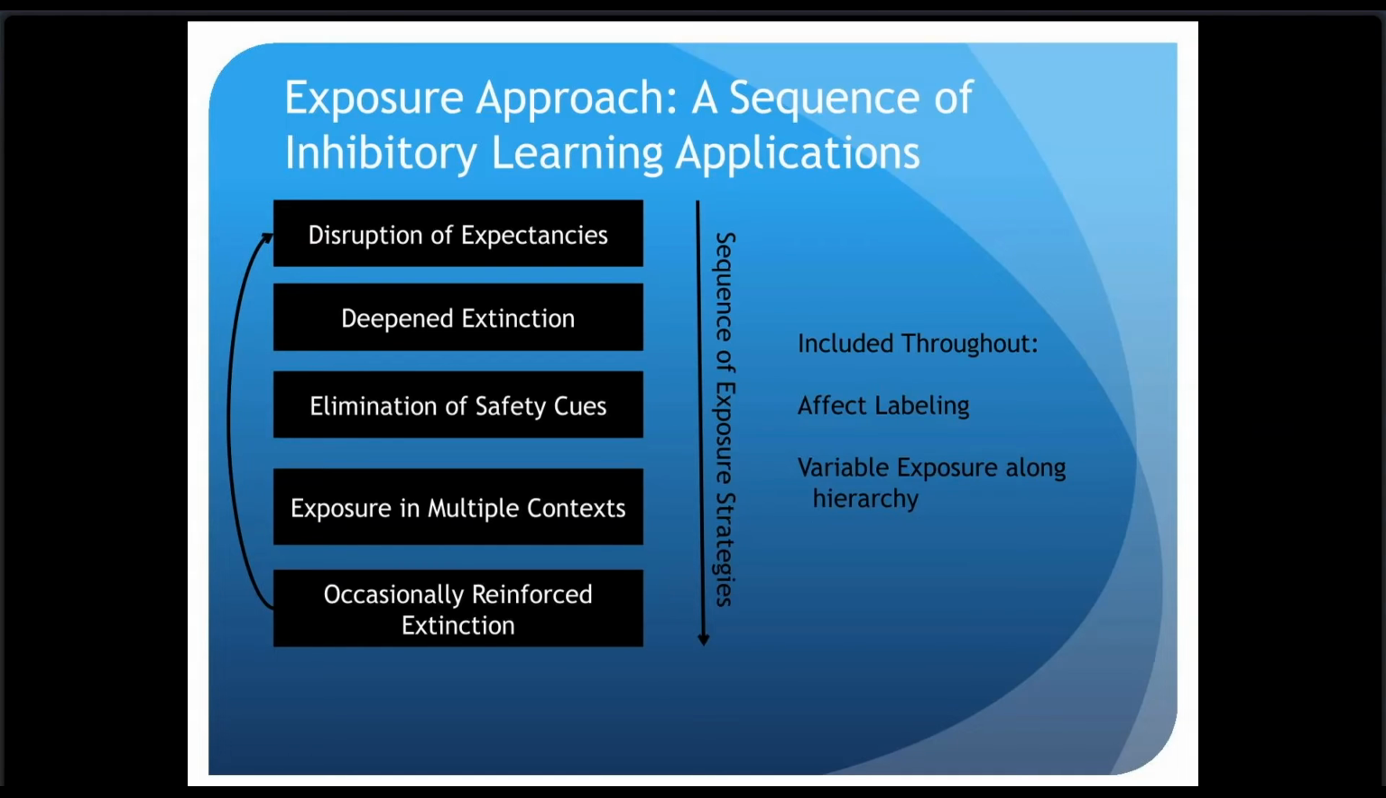So here were some of the ones that we relied on in the course of doing exposure for her. We disrupted expectancies. We conducted some procedures that were part of deepened extinction. We did eliminate a bunch of those safety cues. We did exposure in multiple contexts, so she had to go out and do some things in public. And we did have some occasionally reinforced extinction where she would specifically elicit for herself some mild queasiness.